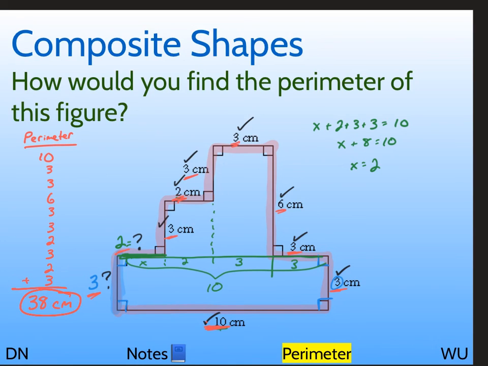What you should do now is go and try the practice problems, the other assignment on Google Classroom, find the perimeter. Remember that you may need to use the circumference formulas if there's a circle involved. Circumference is either pi times diameter, or the circumference can be 2 times pi times the radius. So don't forget those.